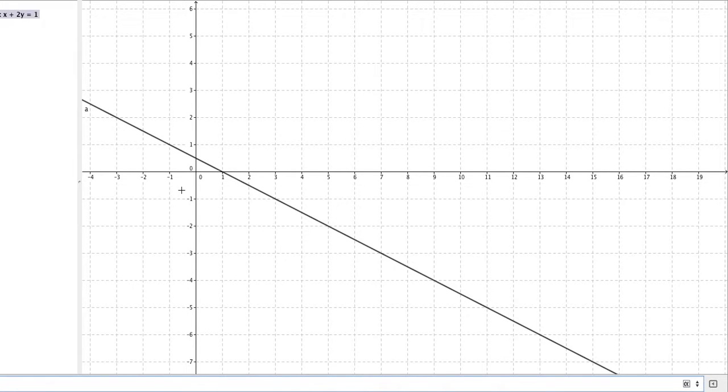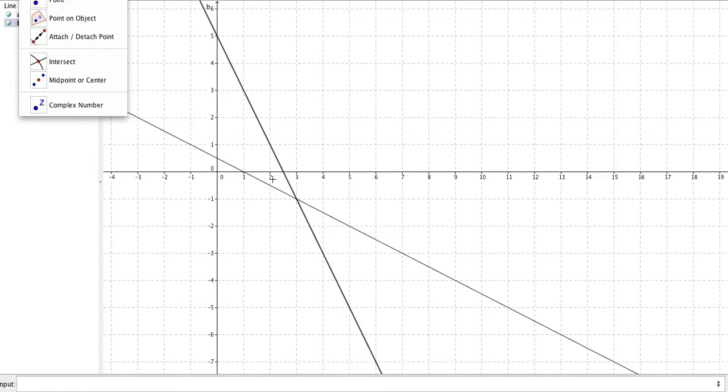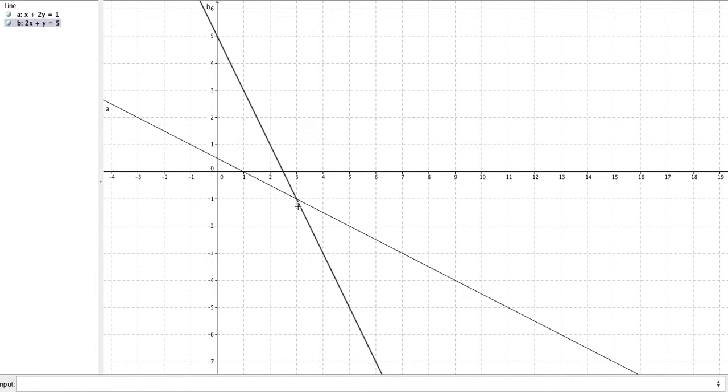And then if we get 2x plus y equals 5, this is what we're going to get right there. Let me move this a little bit so you can see the two equations. X plus 2y equals 1 is this one right here, and 2x plus y equals 5 is this one right here. And if you notice, it appears that they intersect at this point right there.